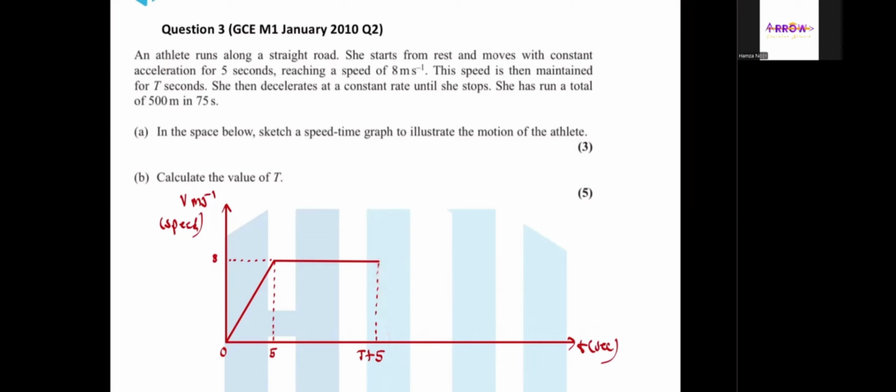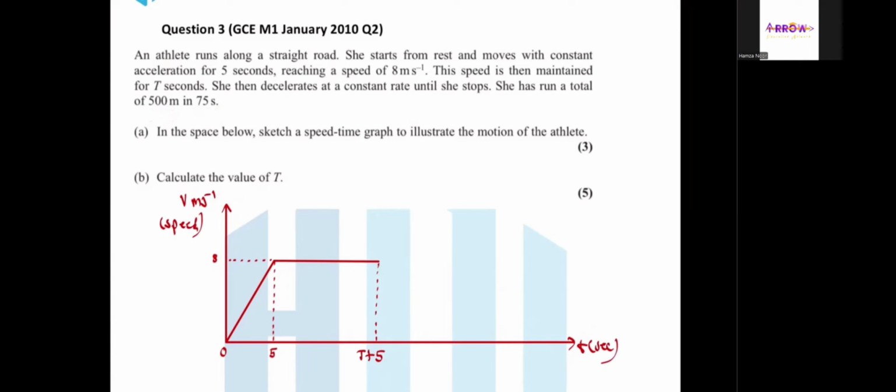Okay, this makes sense. And secondly, if you are not able to decode this common sense in this part, no worries. You can leave this third stage of the journey for now. First you attempt part B and find the value of t. Once you are able to find the value of t, because you know that the athlete has run 500 meters in 75 seconds, the area of the trapezium would be 500.